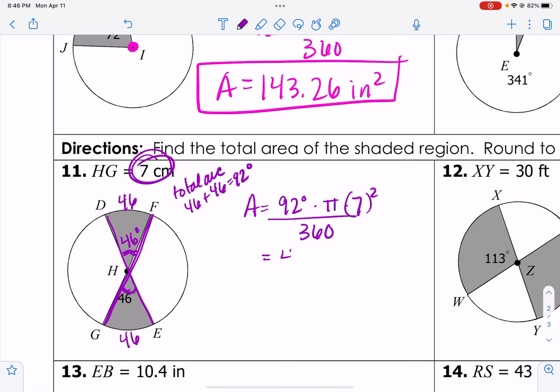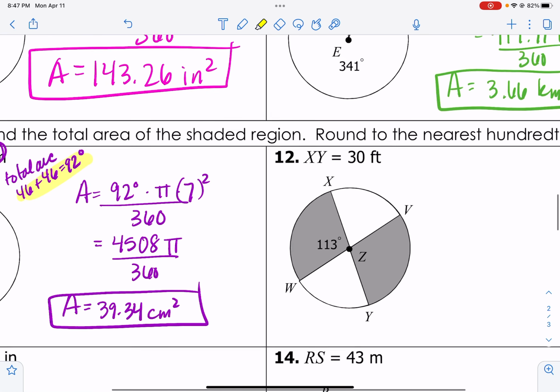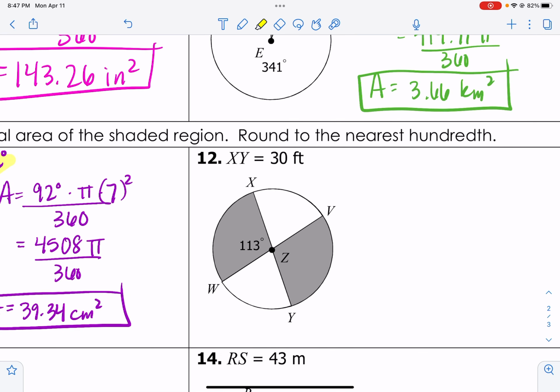That gives me 4508 pi divided by 360. So my area is 39.34 centimeters squared. So the only tricky thing here was that I added them together to get the total area, because area is just whatever portion of the circle I have. It doesn't matter that it's in two pieces. It just matters what my total area is. So when we look at number 12, we're going to do something really similar.